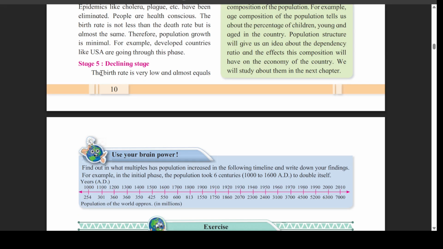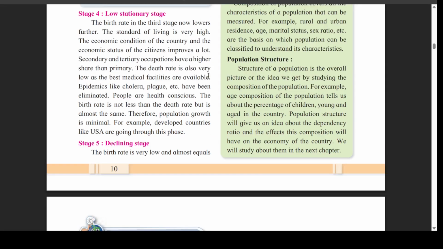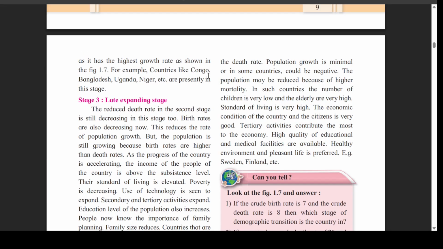Stage 5, declining stage. The birth rate is very low and almost equals the death rate. Population growth is minimal or in some countries could be negative. The population may be reduced because of higher mortality. In such countries, the number of children is very low and the elderly are very high. Standard of living is very high.